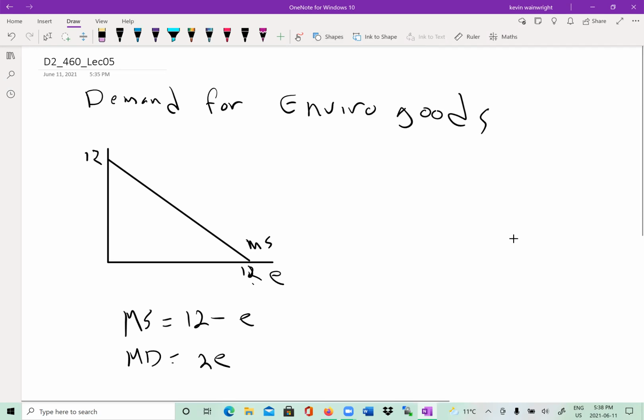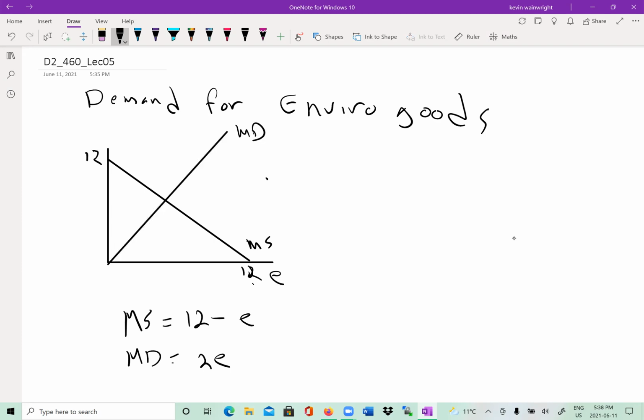And then we put in the marginal damage schedule. And substituting in, we can see that the optimal level of emissions: 12 minus E equals 2E, 12 equals 3E, E equals 4. And the marginal damage is given by 8, okay?